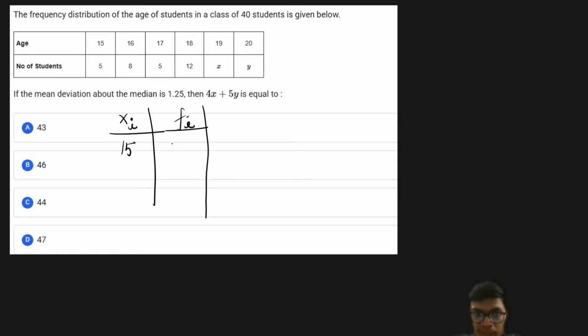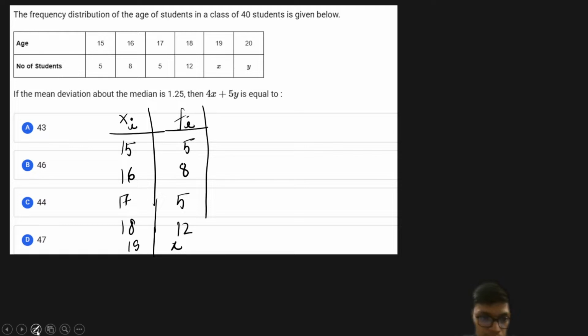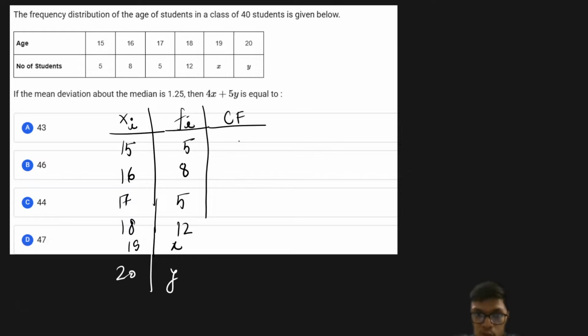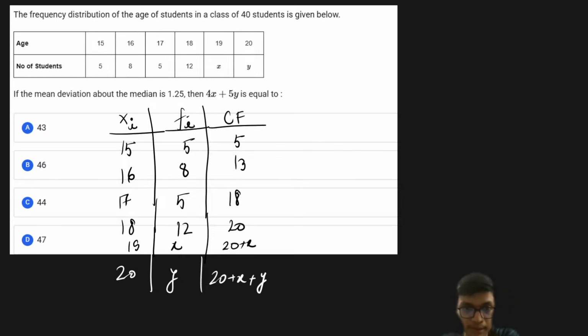For 15 there are 5 students, for 16 years old there are 8 students, for 17 years old there are 5 students, for 18 years old there are 12 students, for 19 years old there are x students, and for 20 years old there are some y students, right? So we'll find the cumulative frequency here. The cumulative frequency is 5, 13, 18, 20, then 20 plus x, and 20 plus x plus y. So the total cumulative frequency is 20 plus x plus y, right?